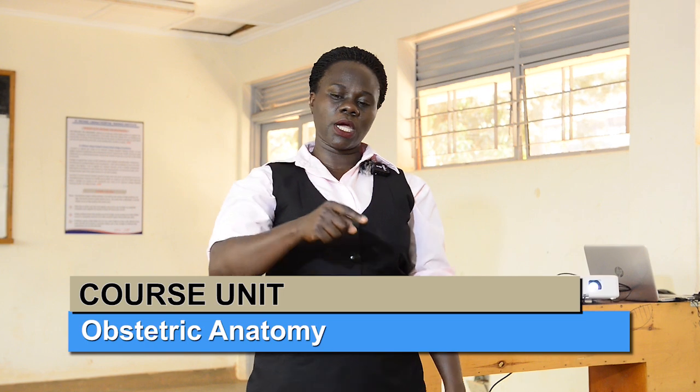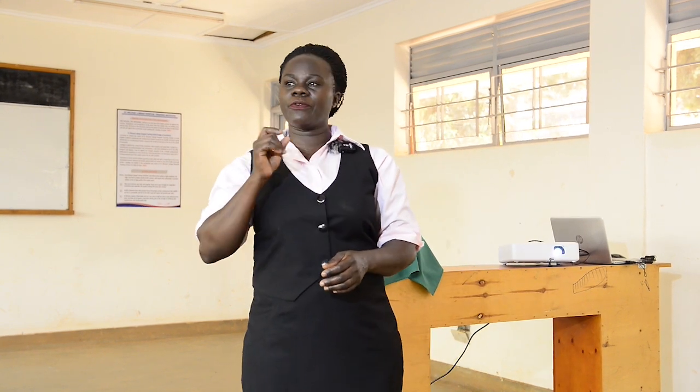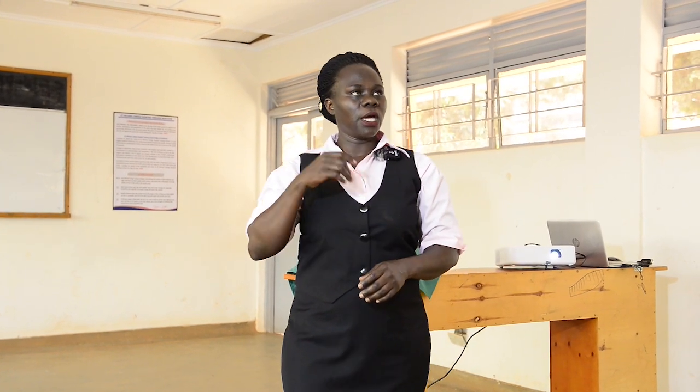So we shall start defining what is anatomy, because the course unit is obstetric anatomy. Anatomy is the study of body parts. Study of body structures or parts is anatomy. Of course, you know the definition. And physiology, because in our objectives we have to explain the functions of the parts of obstetric anatomy related to the physiological changes. So we have to also understand what physiology is. Physiology is the study of the functions of the body parts.